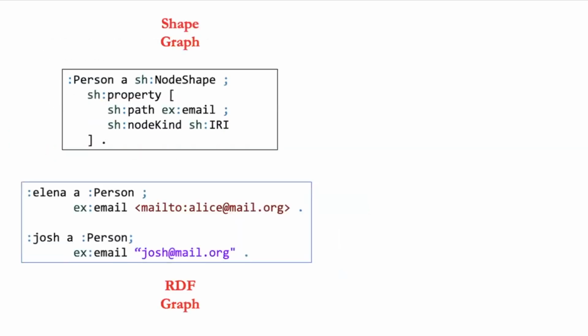Check this out. Another example, shape graph, RDF graph. The shape at the top is saying this. We're looking for a person node in the shape file. Things hanging off of this are going to be associated with an ex:email. So in the RDF graph, you're going to have ex:email, and it will be associated in this path to a value that is an IRI.